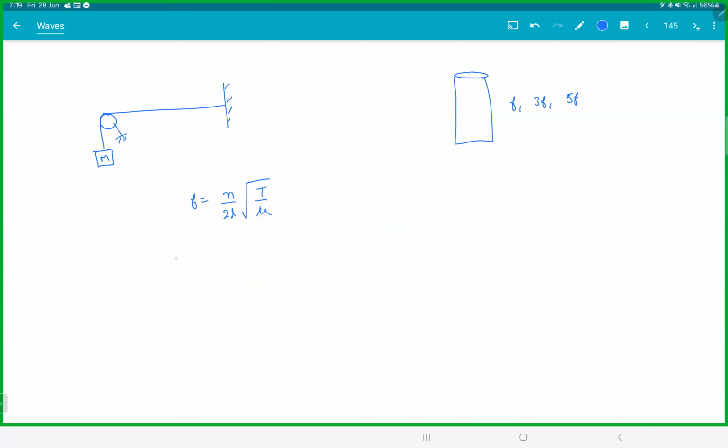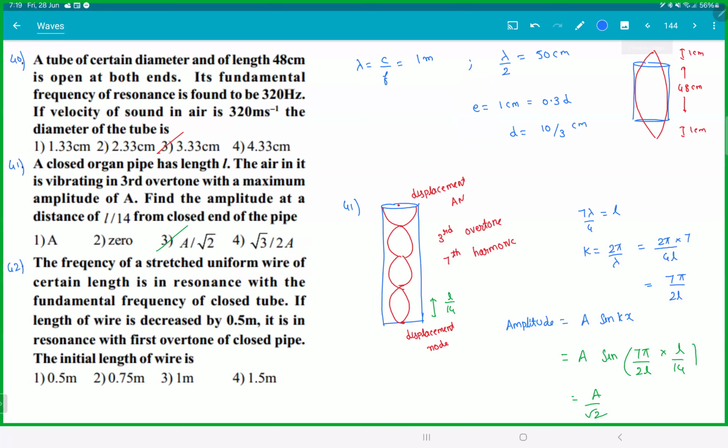Then he said when you decrease the length by 0.5, it resonates again. So again, I am assuming there is nothing in the middle. So this is 3F, which will be n by 2 into L minus 0.5, root over T by mu. Yeah, we are assuming the harmonic should be the same. There's no other option right there.